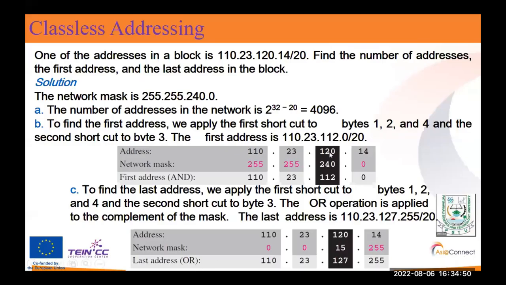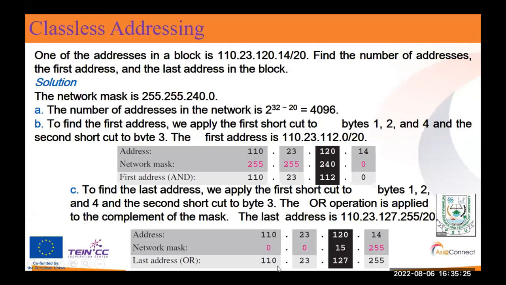Okay, so to find out, this is the first address, 110.23.112.0. So this would be the first address or network address of this block. To find the last address, we apply the first shortcut method. That means the first byte, second byte, and third byte stay, and this network mask we need to complement. That means 0, 255 complement 0, 255 complement 0, and 240 complement 15. We subtract 255 minus 240, then we get 15. In this case, you need the OR operation.